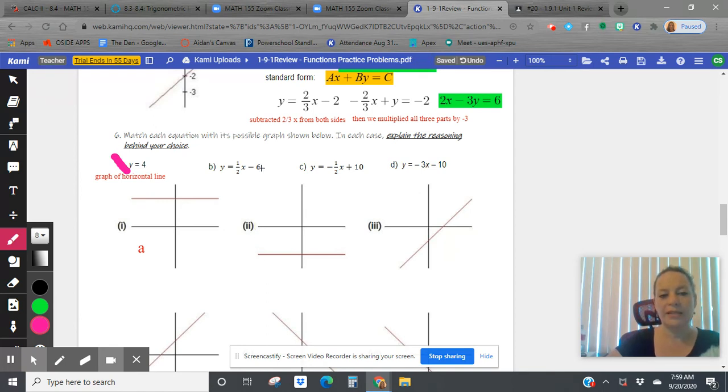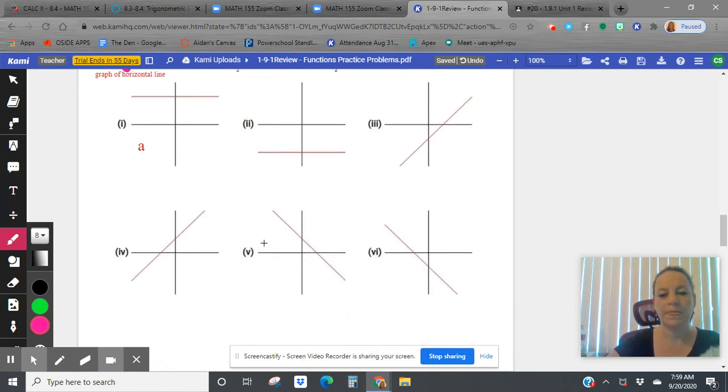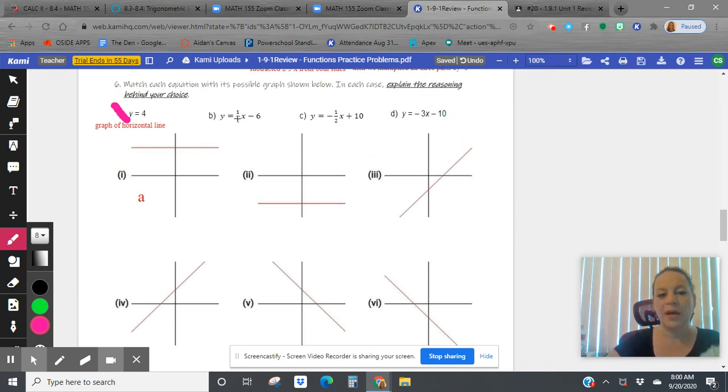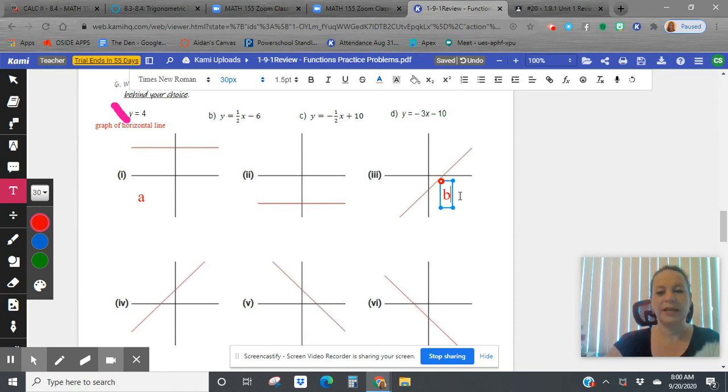1/2 x minus 6. This has a negative y-intercept and a positive slope. So here's a negative slope, here's a negative slope. So it has to be in between this graph and this graph. Now that I know the positive slopes, I've narrowed it down. I'm looking for a negative y-intercept. Well, this touches above the x-axis up here at this intercept, and this one touches below. So my B graph has to go with this one. So I'm going to go over here and type that this has to be my B graph.